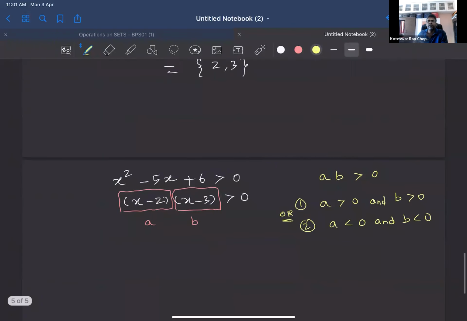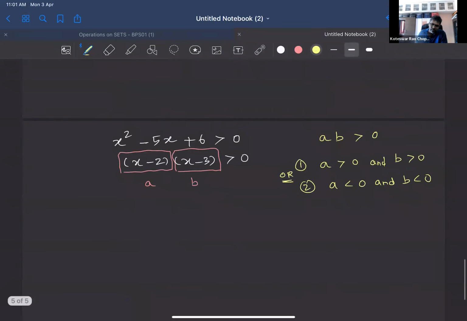Now, 2 and 3 are real values. You can actually show them on the real number line. It is recommended that you draw that real number line, a rough sketch of it. So if I show the real number line and then put those two numbers, let's say I'm placing 2 here and then I'm placing 3 here.